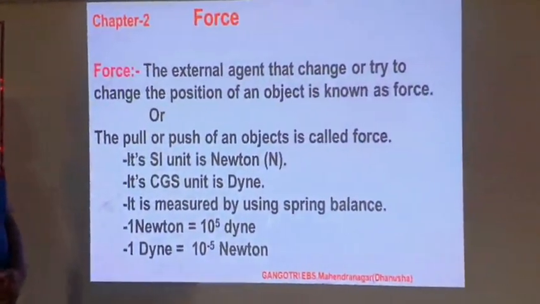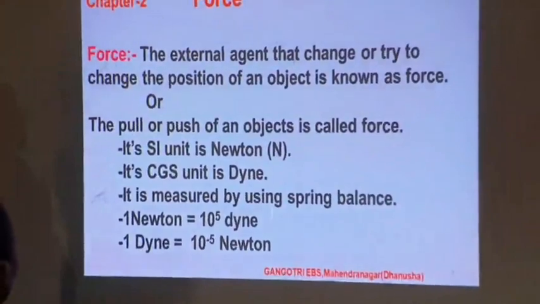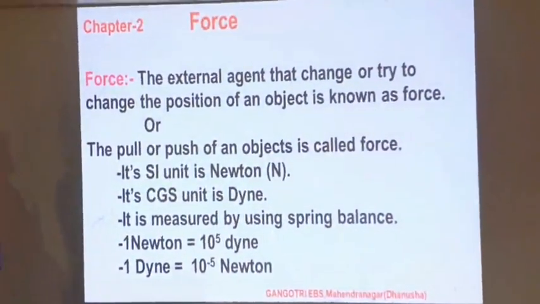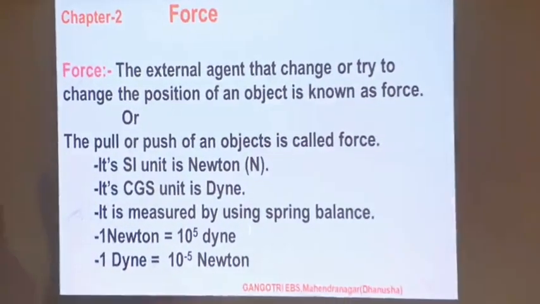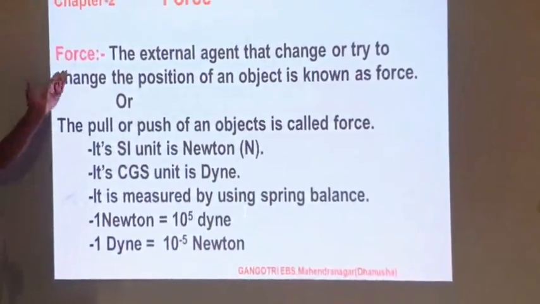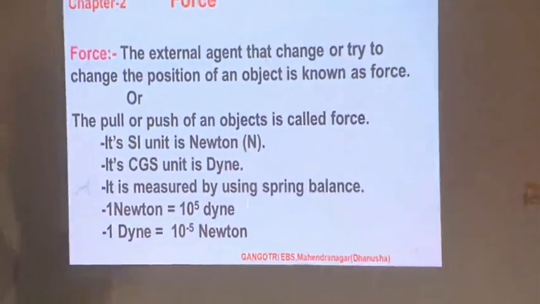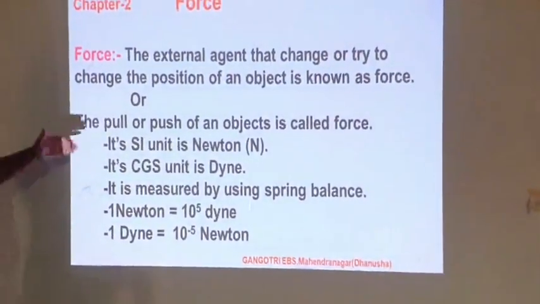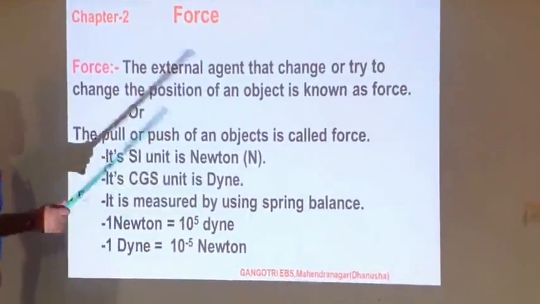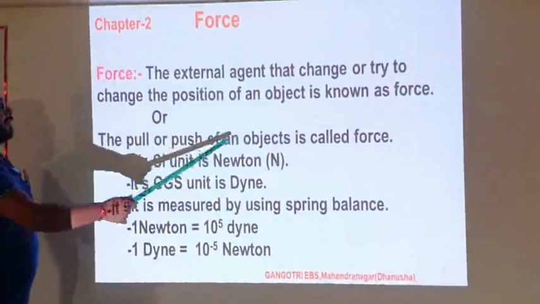The external agent that changes or tries to change the position of an object is known as force. It means that it tries to change the position from rest to motion or motion to rest. That is called force. And the definition I have also written here: the pull or push of an object is called force. To pull or push an object changes its position, so it is called force.